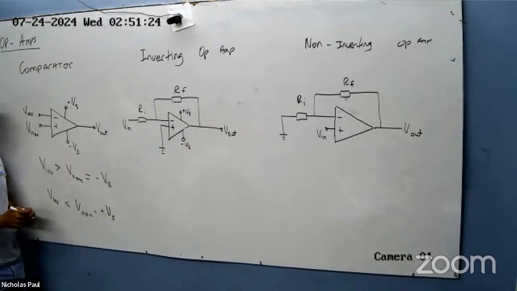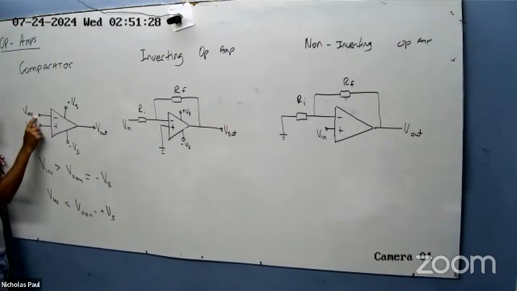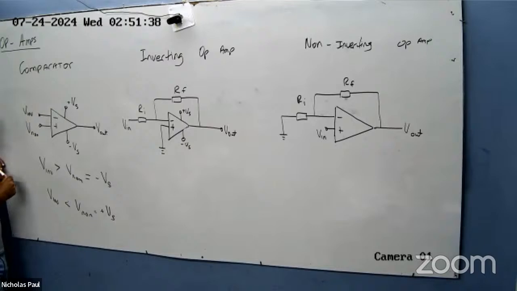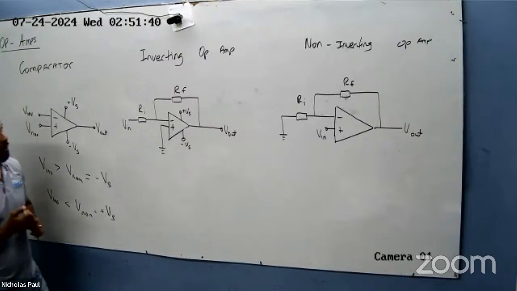So this is the way the comparator works. It compares these two values. If this is bigger than this, the answer is this. If this is bigger than this, the answer is this. That's it. So that's all you're looking for. And I'm going to show you how to do that now.